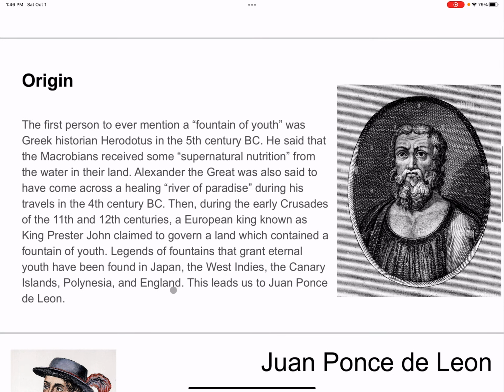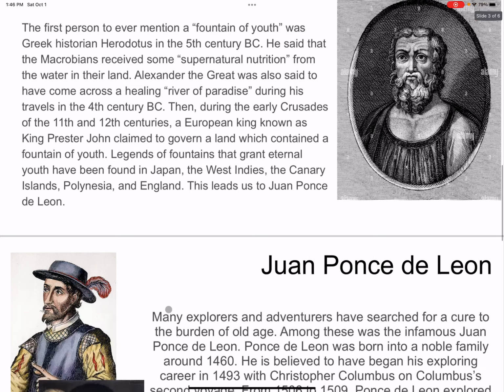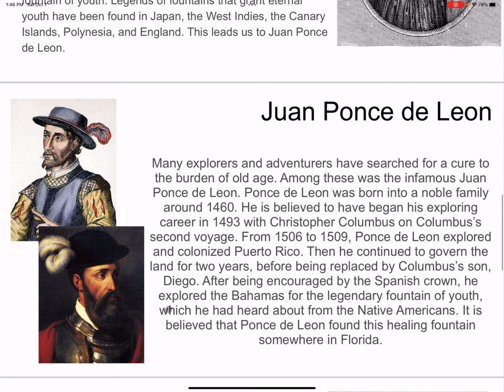Then you might want to talk about his origin. Maybe was he the first person to discover the Fountain of Youth or even mention it? Were there any other explorers that wanted to go exploring for such a legend? Then you want to continue on and connect each slide. Part of this is connecting each slide, so everything needs to flow.